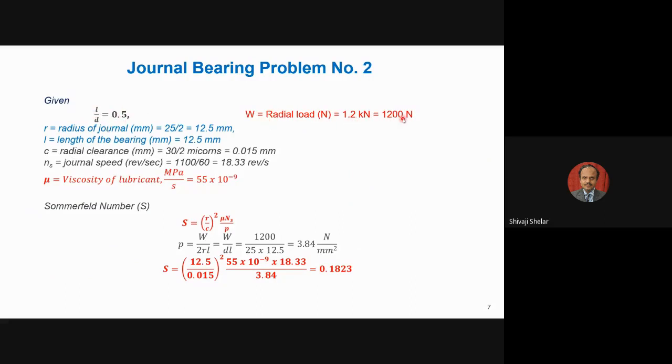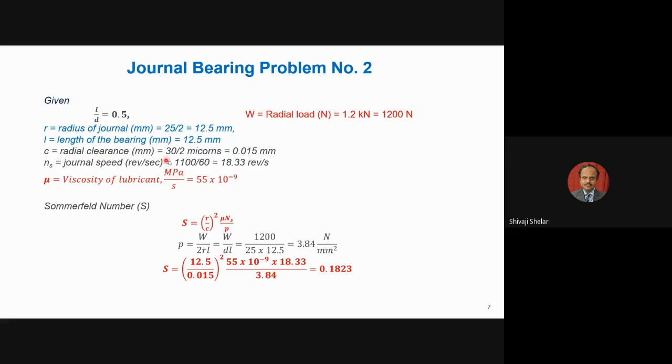Radial load is 1.2 kilonewton, that is 1200 Newton. And you have been given here the radius of the journal. Radius of the journal is equal to diameter by 2. So diameter is 25, divided by 2 is 12.5. Length of the bearing, based on this formula, L by D is equal to 0.5. So D is equal to 25, so L is equal to 12.5. So this 12.5 comes from this relation here.